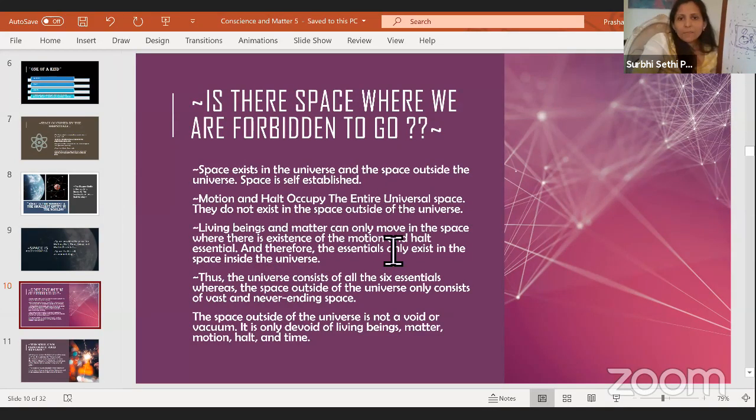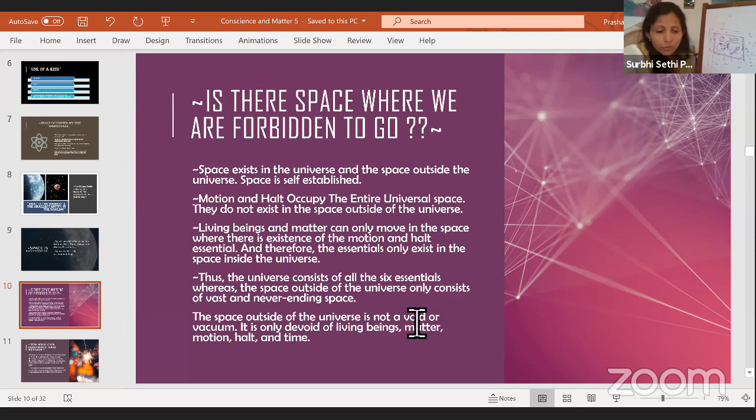Living beings and matter can only move in the space where there is existence of force and motion essential, as I explained to you, and therefore they will always remain inside the universal space. Thus, the universe consists of all the six essentials, whereas the space outside the universe only consists of the vast, never-ending, infinite space. The space outside the universe is not a void or a vacuum.